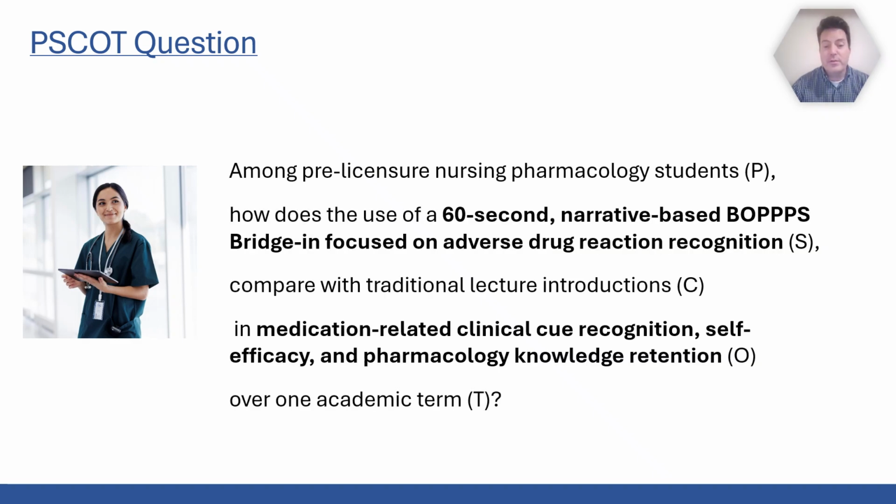Among pre-licensure nursing pharmacology students, how does the use of a 60-second narrative-based BOPPPS Bridge-in focused on adverse drug reaction recognition compared with traditional lecture introductions in medication-related clinical cue recognition, self-efficacy, and pharmacology knowledge retention over one academic term. We'll break that down.